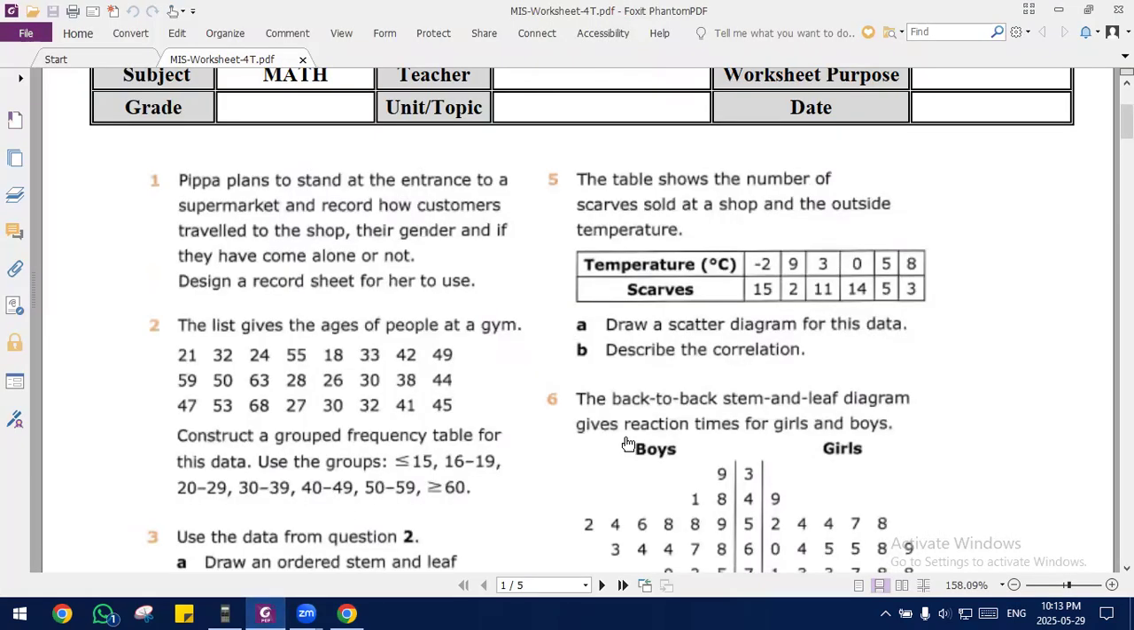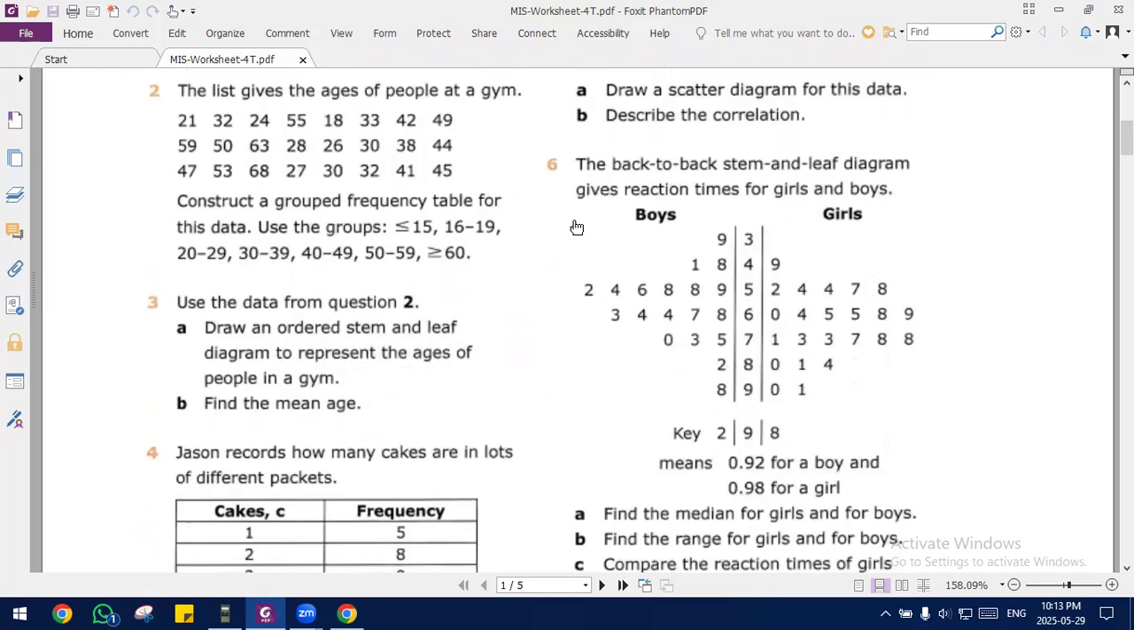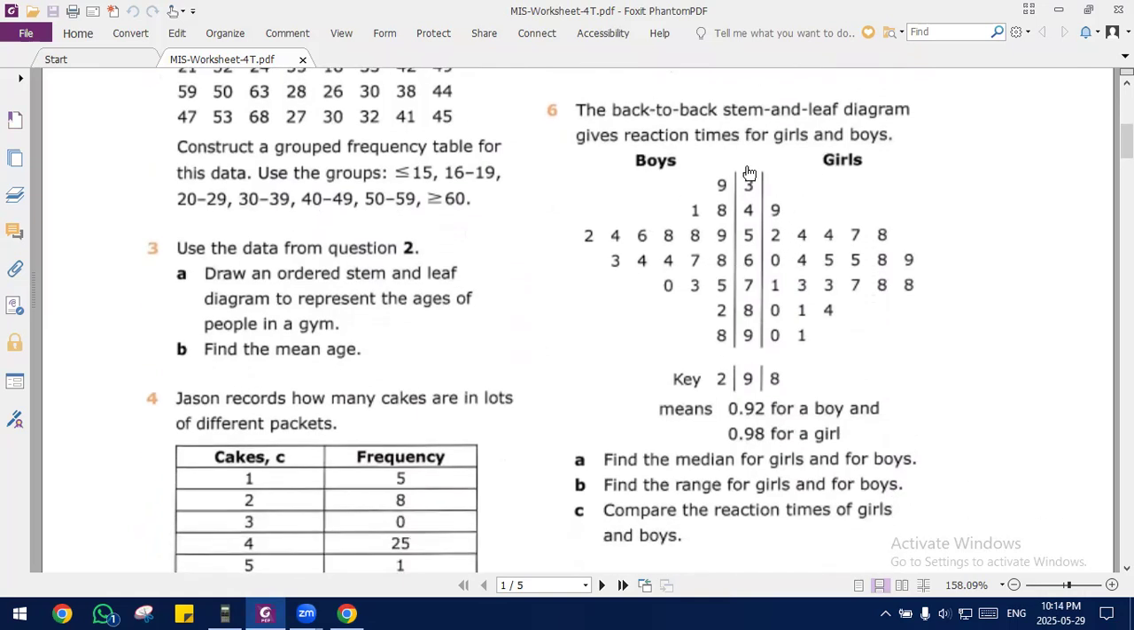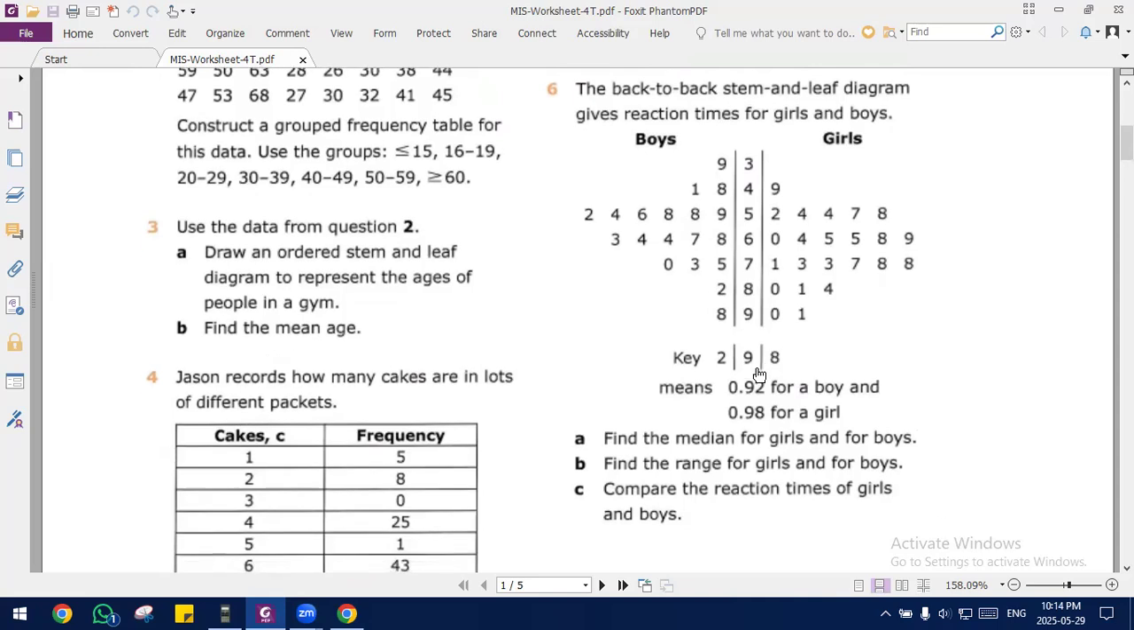Then next, question 6. The back-to-back stem and leaf diagram gives reaction time for girls and boys. Why do they call it back-to-back? Because we have the stems in the middle, and I'm comparing girls to boys, their reaction time. As I said, we cannot understand the stem and leaf diagram if there's no key. So let's check the key here.